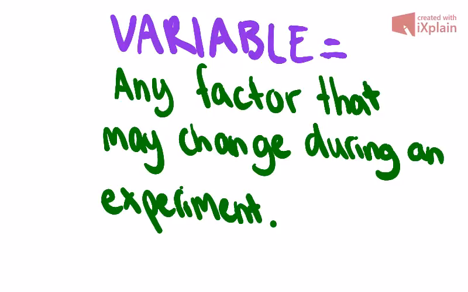So this definition sort of speaks for itself. Any factor, so for example, temperature, anything you're using in the experiment. For example, you're using dyes for a certain reason. If you're changing the dye, if you're changing the sun rays, any factor that may change during an experiment. So now that we've got that down, we can start to look at what are the three most important types that they'll ask in your exam.